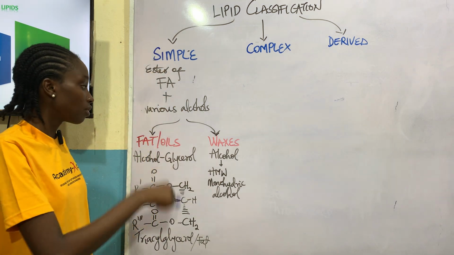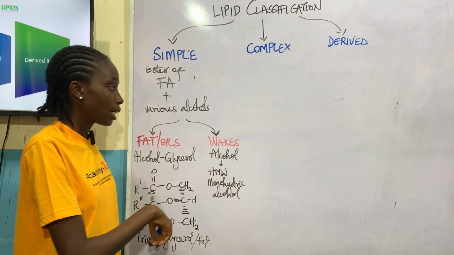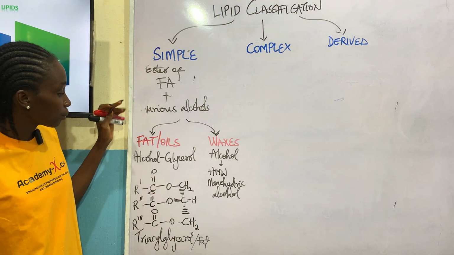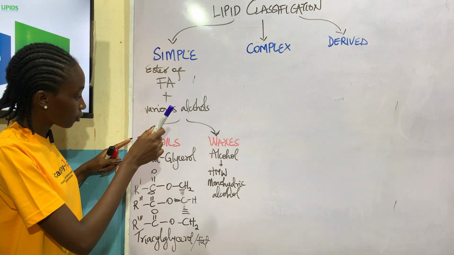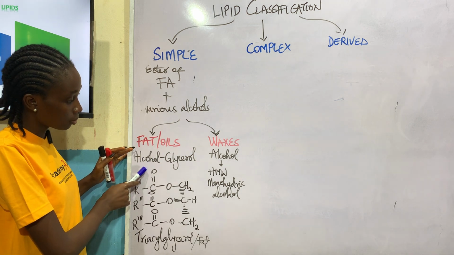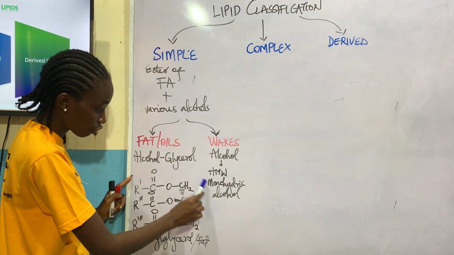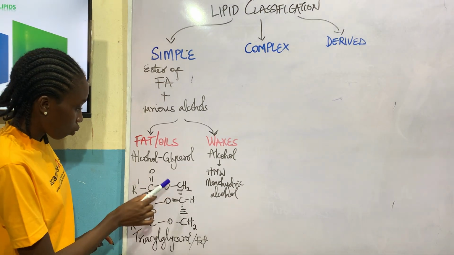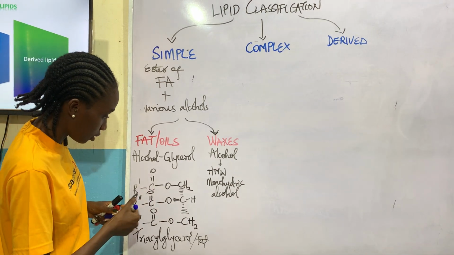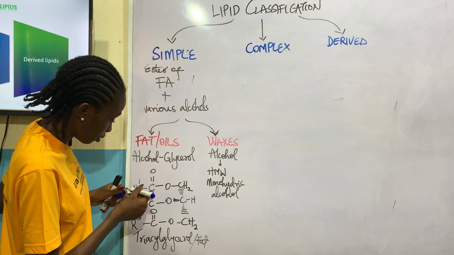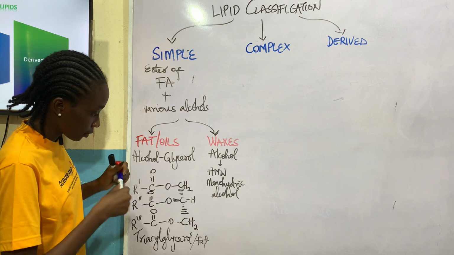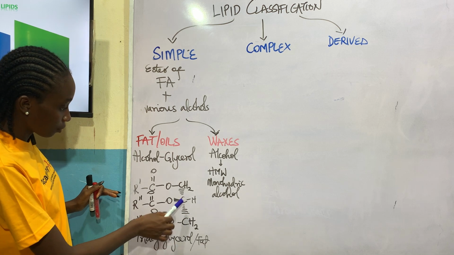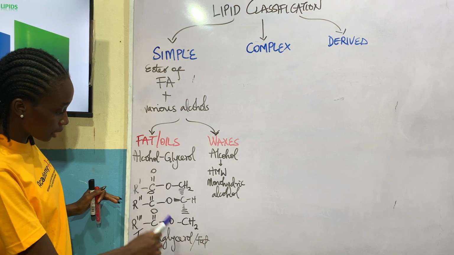Now what's the difference between the fat and oil and the wax? For fats and oils, the alcohol is glycerol, and this is the structure of glycerol. Glycerol has carbons 1, 2, 3, and this is where the bonds are. I'm sorry that it looks this way, but I'll use my marker to express it as much as possible. So it's a 1, 2, 3 triacylglycerol.